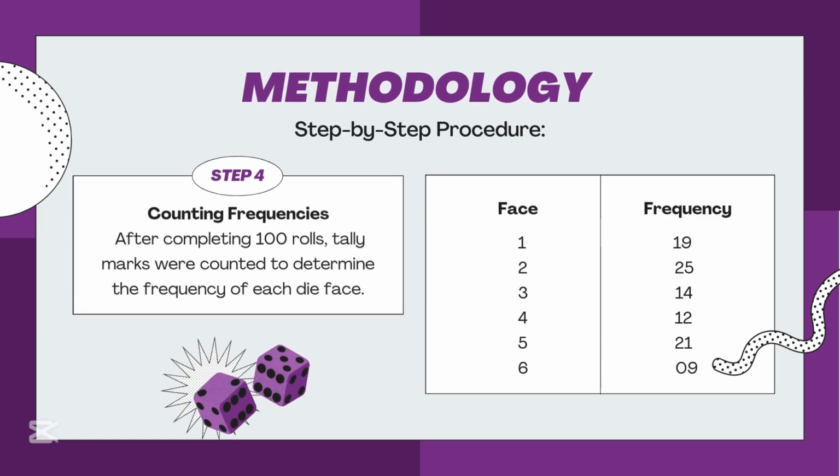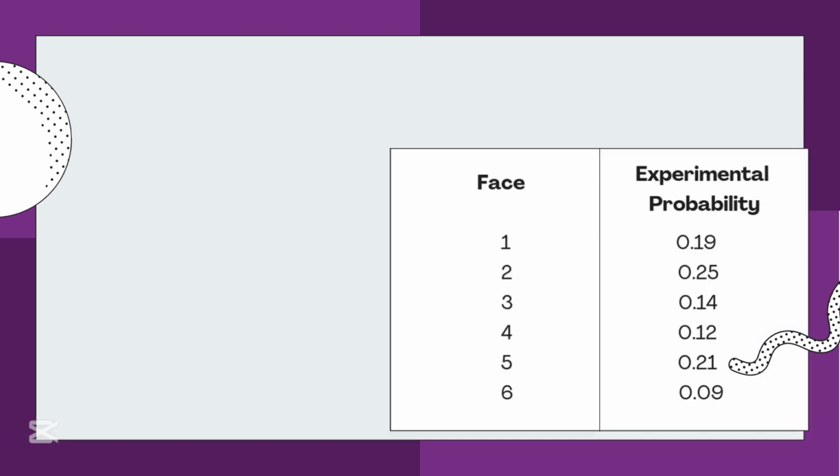The fourth step is to count frequencies. Once all 100 rolls were finished, the tally marks were counted for each number from 1 to 6. This gave the actual number of times each face appeared during the simulation. These counts were used to calculate the frequency of each outcome.